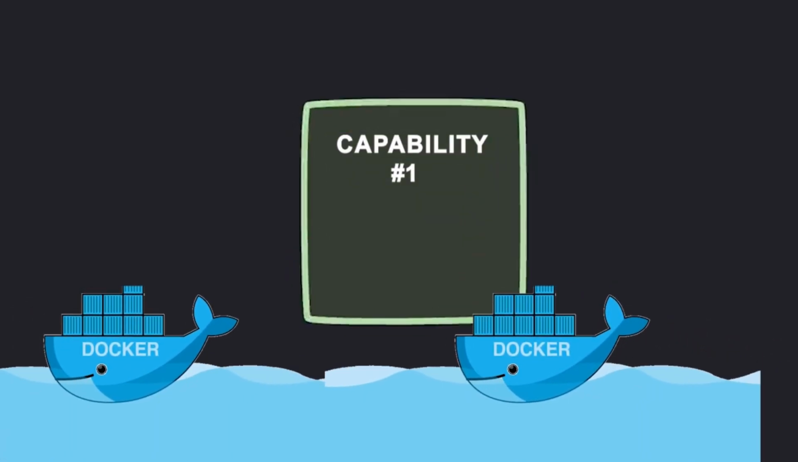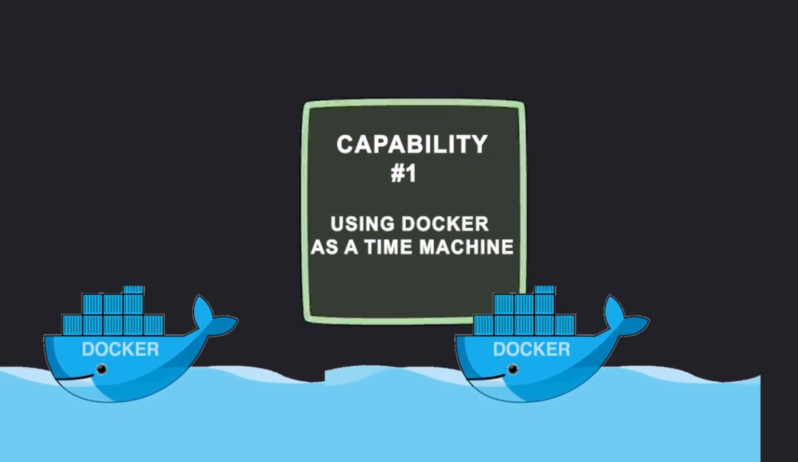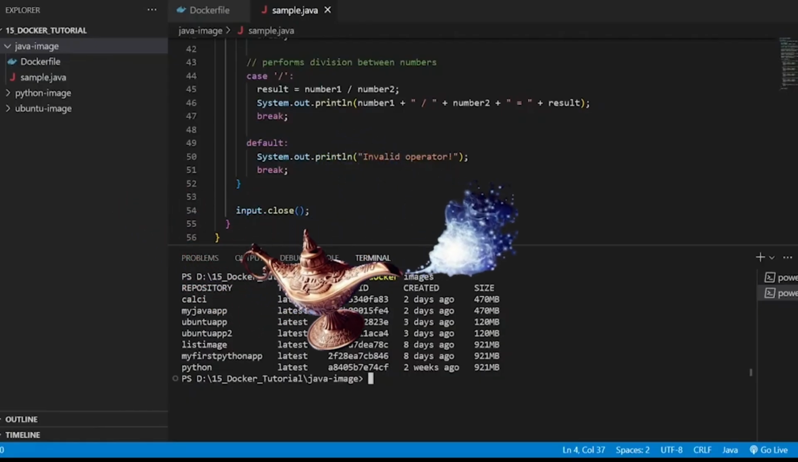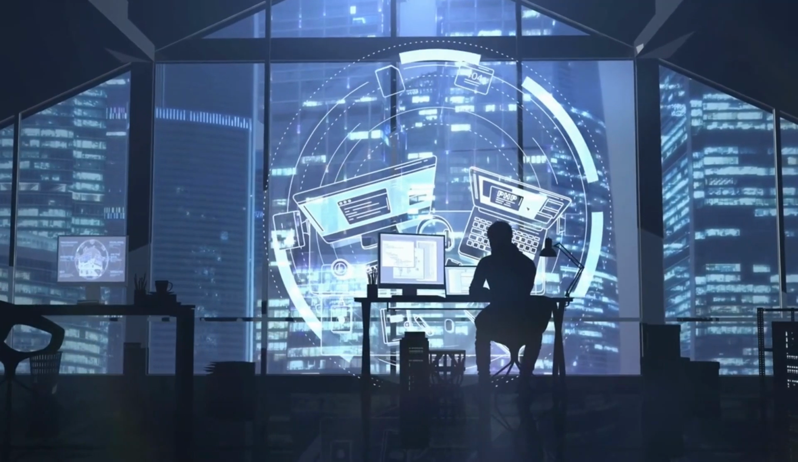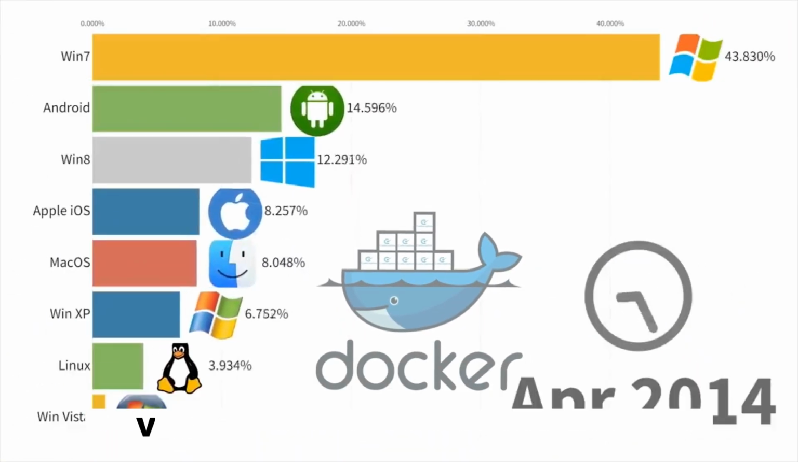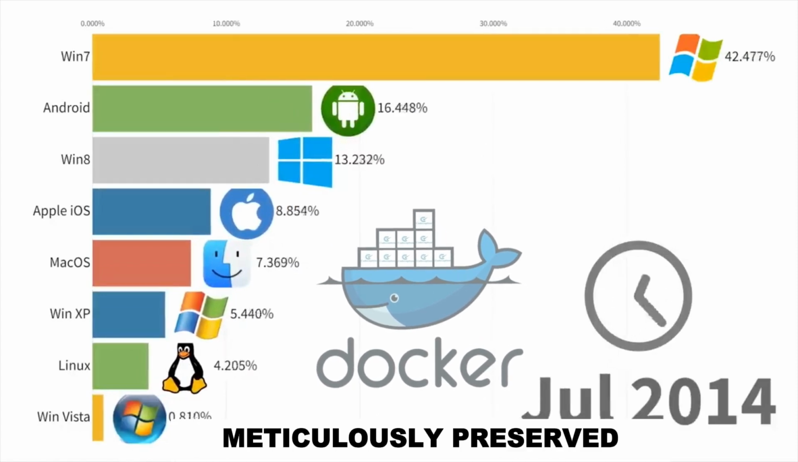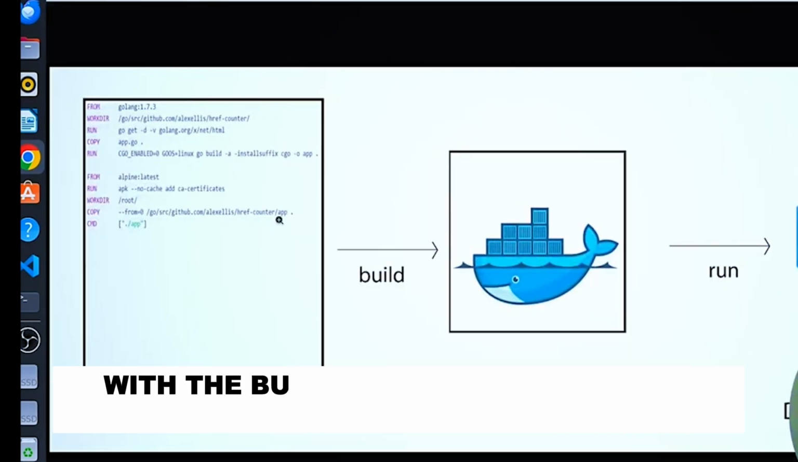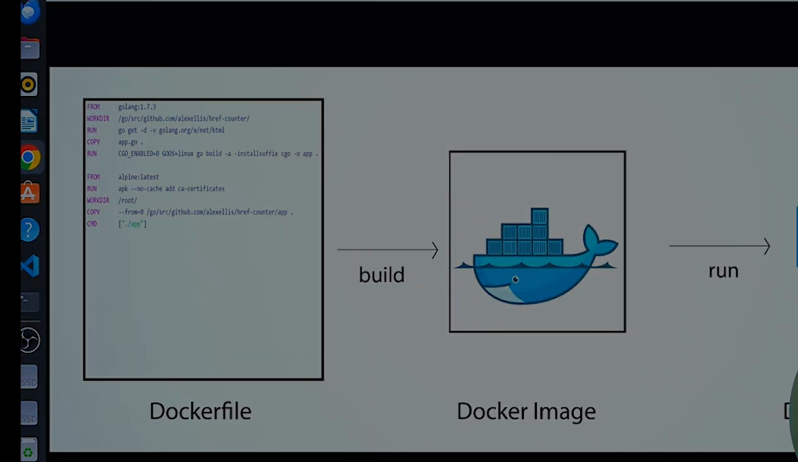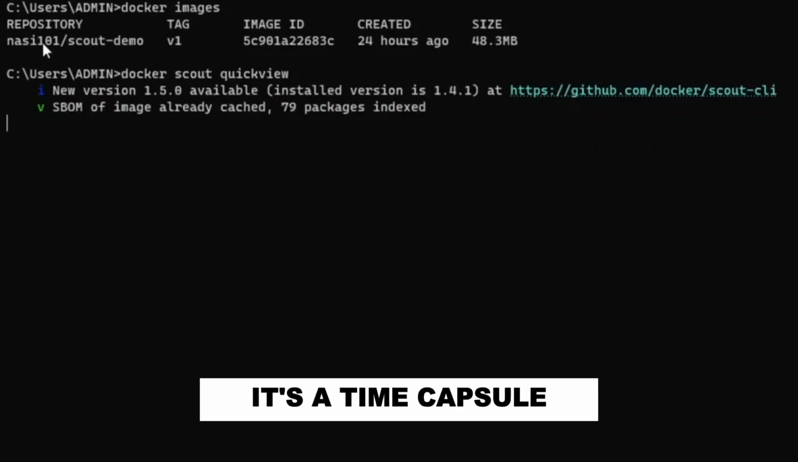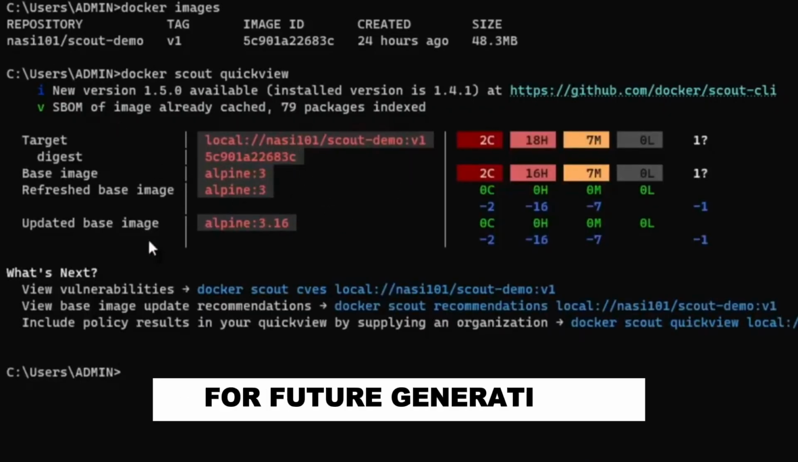Last but not least, our number one capability, using Docker as a time machine. Within the digital archives of Docker Hub lies a veritable Aladdin's cave, brimming not with gold and jewels, but with something far more precious to developers and historians of technology alike. A vast collection of historical software versions and operating systems, meticulously preserved since Docker's inception in 2014. This repository serves as a bridge across time, allowing modern developers to reach back and interact with the building blocks of today's digital world. Docker, in this context, is not merely a tool for the here and now, it's a time capsule, safeguarding the legacy of digital innovation for future generations.